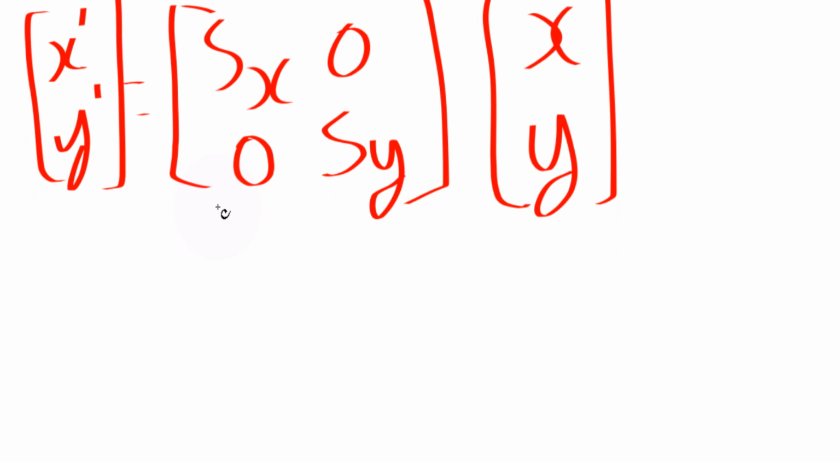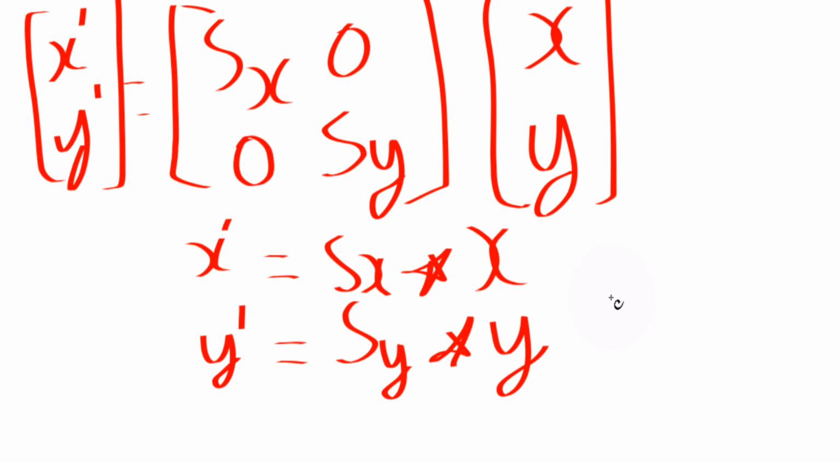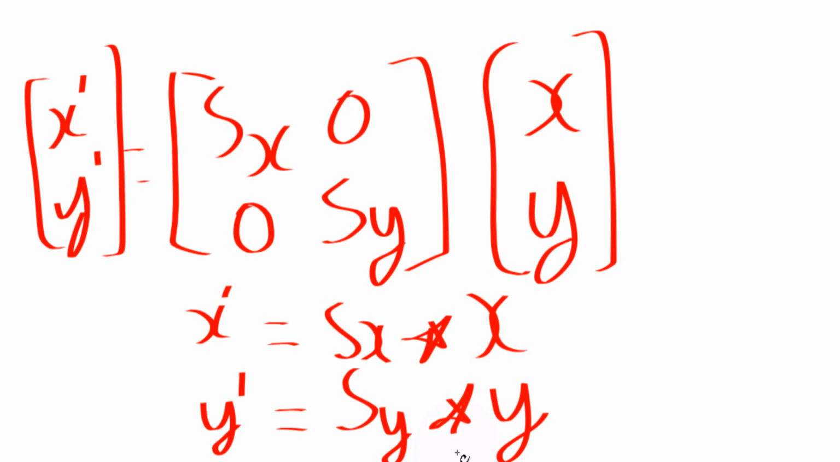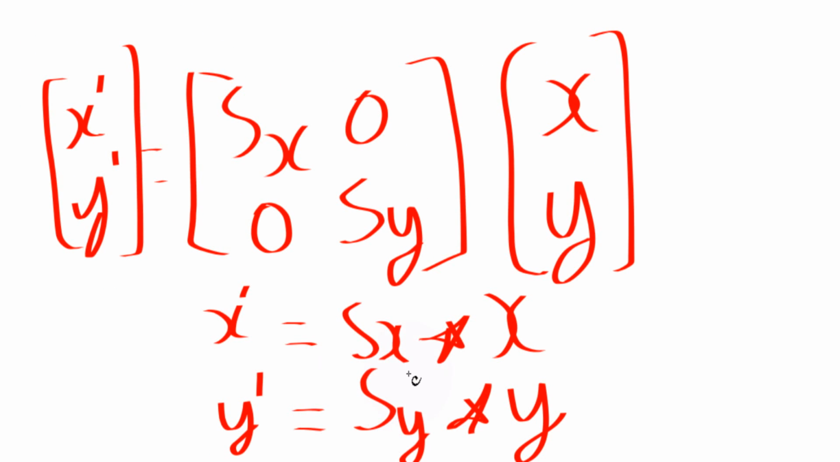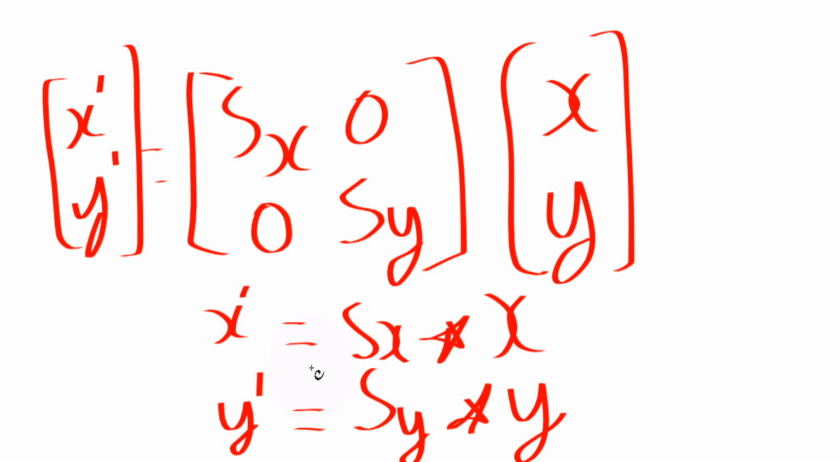So from this we can write x dash as Sx into x, y dash equal to Sy into y. So we need to multiply the scaling factor for x and y. For each point we need to multiply the scaling factor to x in order to find out the new x point, and then we multiply the y scaling factor to y in order to find the new y point. So it's going to be very simple.